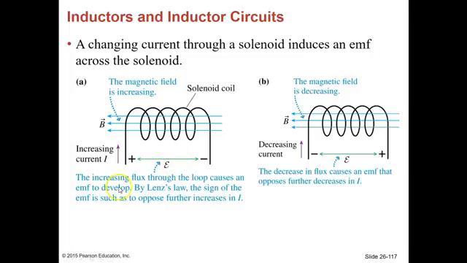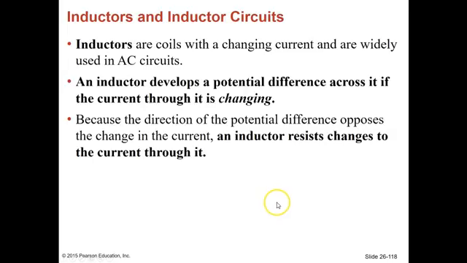So in letter A here, we see that the increasing flux through the loop does cause an EMF to develop, and by using Lenz's law, we see that the sign of the EMF is such to oppose that, and that increases the current as it goes through. And if I decrease the flux, the decrease in flux causes an EMF that further decreases the current. So as it moves back and forth, we end up getting this increasing and decreasing current in that inductor.